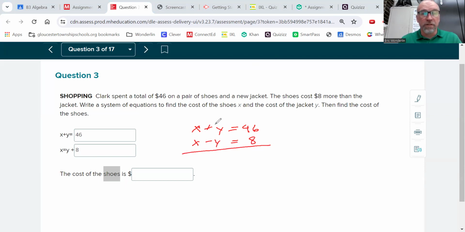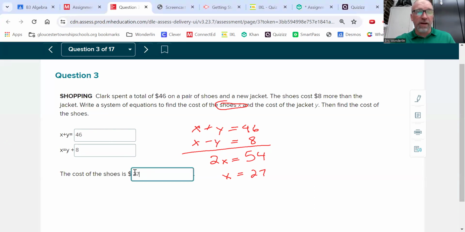All right, they're already set to eliminate. Y and negative y eliminate. When I add the equations, I get 2x is equal to 46 plus 8, which is 54. Divide by 2, x equals 27. X is shoes. Right there it says it. Shoes are x. Therefore, the cost of shoes is $27.